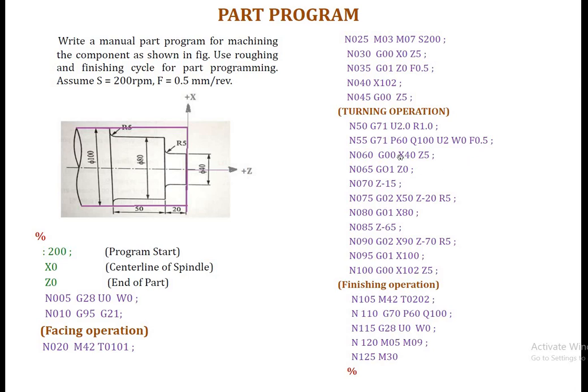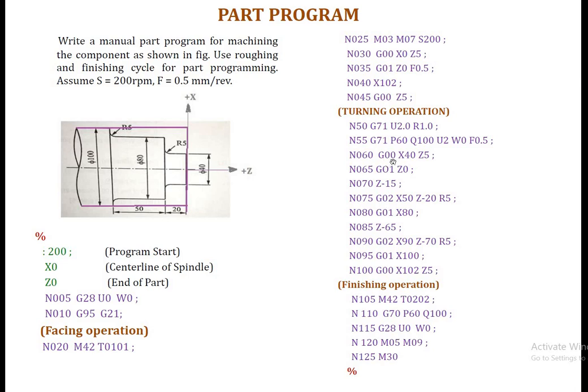Now in the next blocks we have to define the complete machining operation for the final pass. Remember that this is the first pass, second pass, third pass, and the final pass will take place at this position. So we have to define this turning operation for the final pass in the next blocks. The next block is N060.